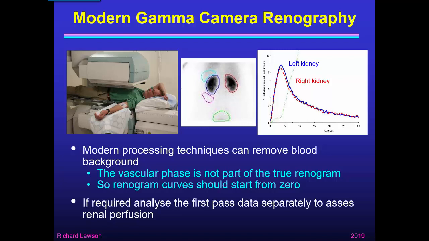If you want to analyse the renal perfusion, the modern way of doing it would be to analyse the first few seconds, the first pass data, separately without any background subtraction, and do that as a separate analysis, and not take that to be part of the renogram. The renogram itself should have the vascular component subtracted. So I think that's the modern way of looking at things, and that explains the discrepancy between the modern textbooks and the old textbooks.